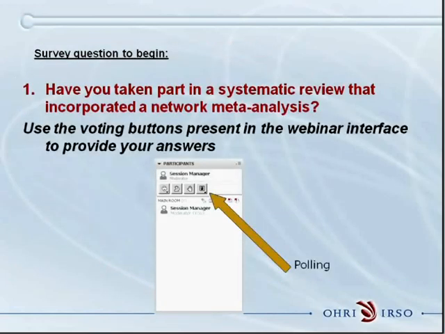Now, before we get into the slides, I do want to allow just a minute for a survey. I just want each of you to answer yes or no to the question here: have you ever taken part in a systematic review that incorporated a network meta-analysis before? I'll just let you vote for a moment. We're getting answers very quickly, which is great.